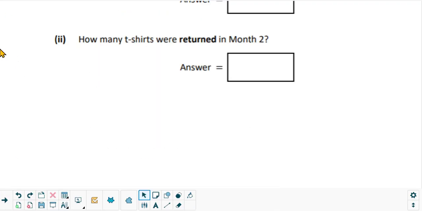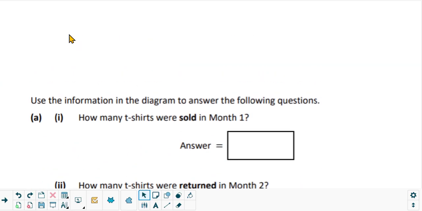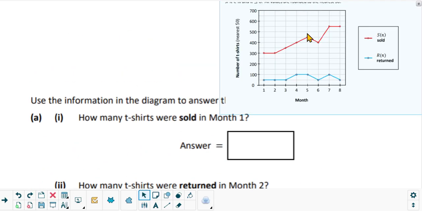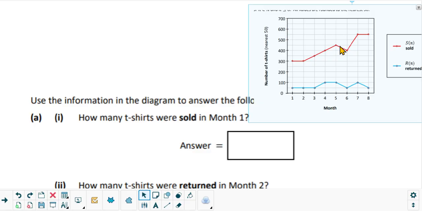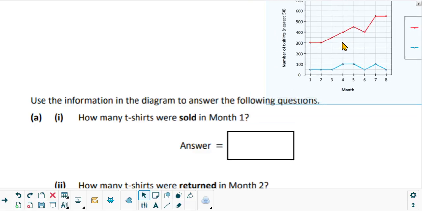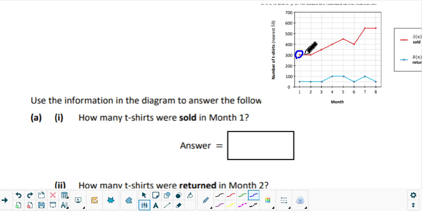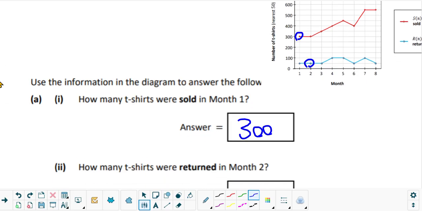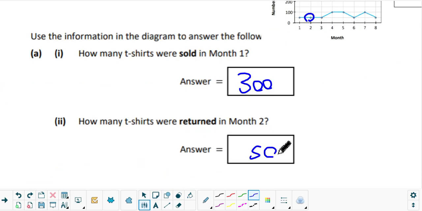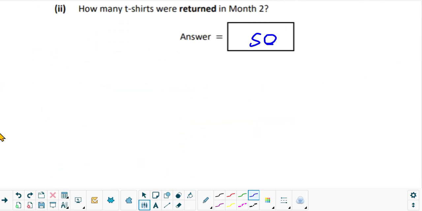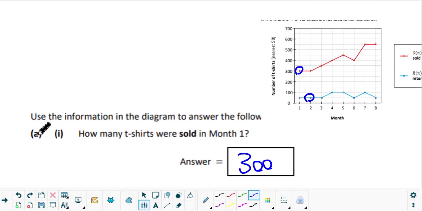So here we go. Now, how many shirts are sold in month 1? What do we think? 300? Okay. How many were returned in month 2? Month 2? 50. All good? Okay. And I'll move us on to the next question then.